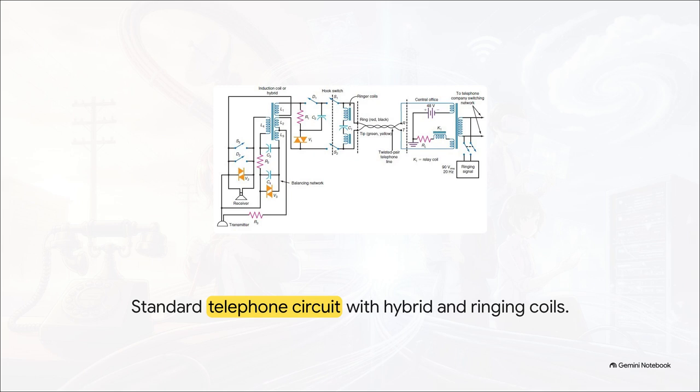But it does something else that's super crucial. It intentionally leaks a tiny little bit of your transmitted voice back into your own earpiece. This is known as the side tone. Without this little feedback loop, the line would sound completely dead to you, and you would naturally just start shouting into the receiver, thinking the other person couldn't hear you.